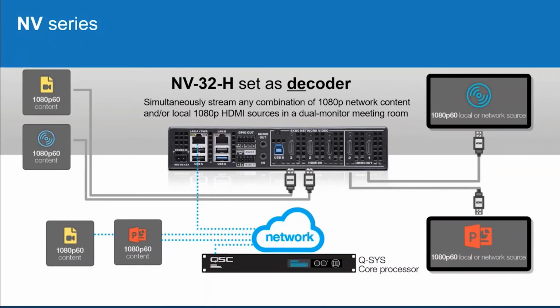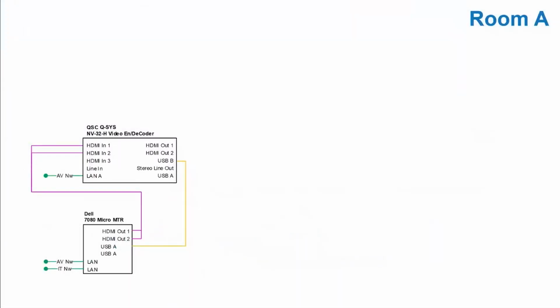So what we're going to do is hook it up like this firstly. We're just looking at room A for now, just one half of this divisible space. We're going to have our Teams PC, as I said, dual output. So dual displays going into an NV32, which is in encoder mode. So it's going to be encoding those two streams at the same time to the network. USB bridge on that, and we're using that to do our audio video bridging into the PC.